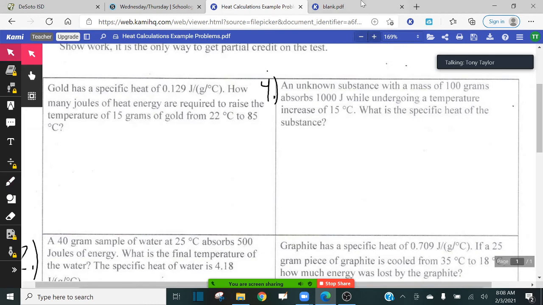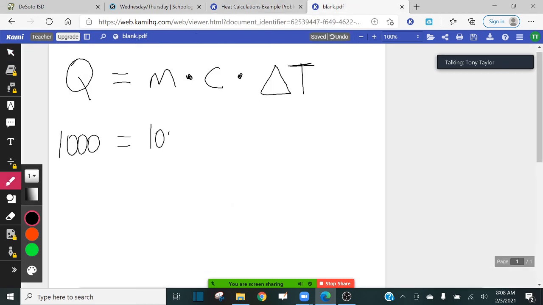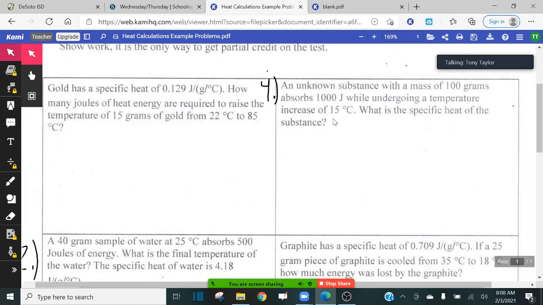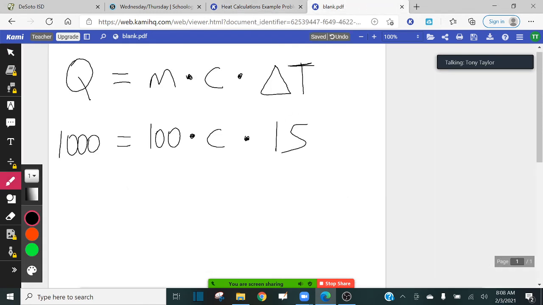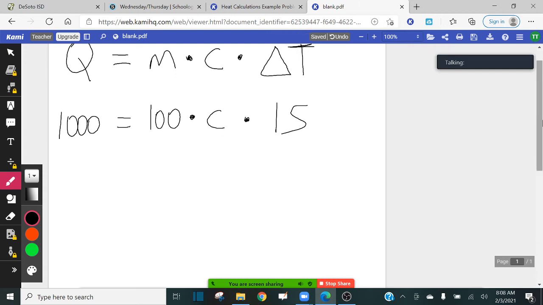The mass is 100 grams. We're trying to find C. We don't know what that is. But we do know the change in temperature. Remember that it increased by 15 degrees Celsius, so the temperature change was just 15. The last step here is to solve this equation for C. 100 times 15 is obviously 1,500. So 1,500 times C.